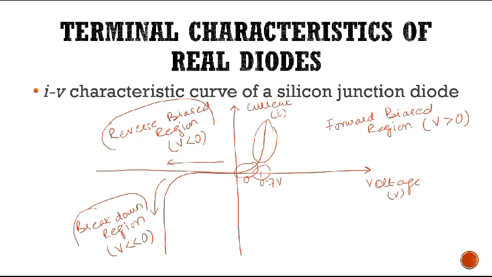Now, these three regions are the modes of operation of real diodes. We have studied that in ideal diodes there are two modes of operation, that is forward biased region and reverse biased region, whereas in real diodes there are three modes of operation. First is the forward biased region, second is the reverse biased region, and third is the breakdown region.